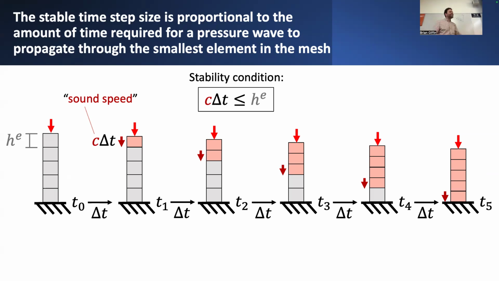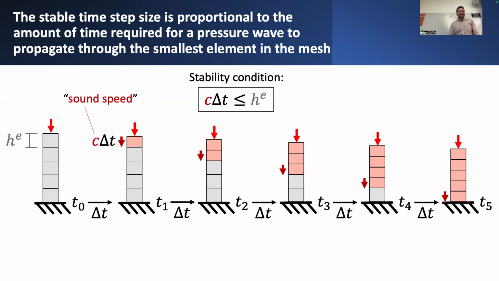So that's an interesting intuitive result that we find. If we are obeying this limit, it says that if I'm choosing a size for delta t that exactly satisfies this in an equality sense, then it would mean that this pressure wave would advance by basically one element.